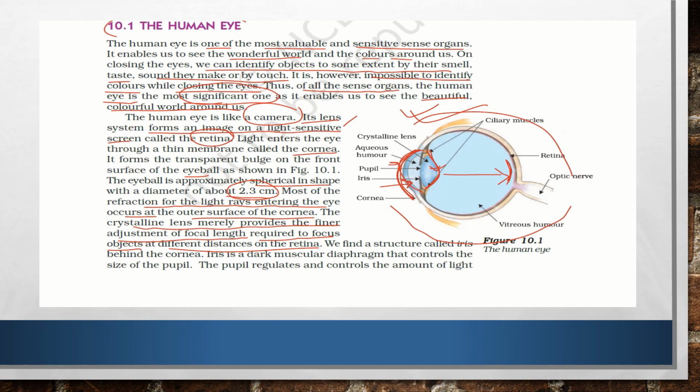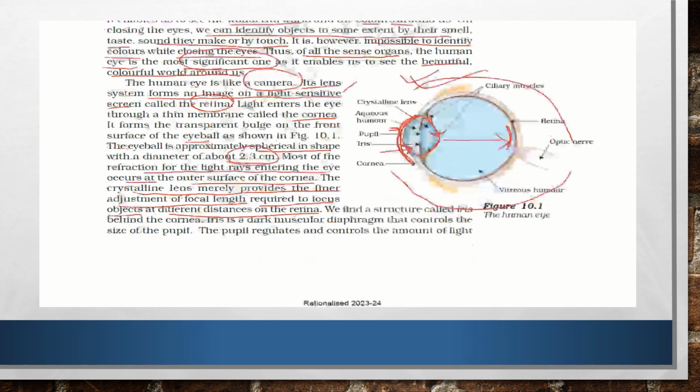Okay, so we find a structure called the iris behind the cornea. Just behind the cornea you find this small structure called the iris. So what is this? It is a muscular diaphragm like structure.